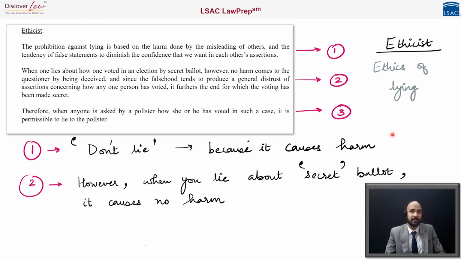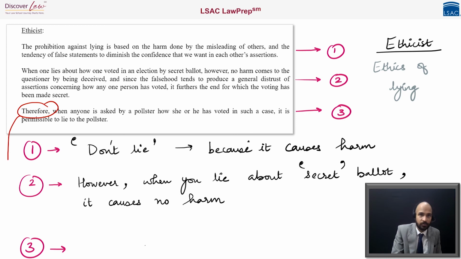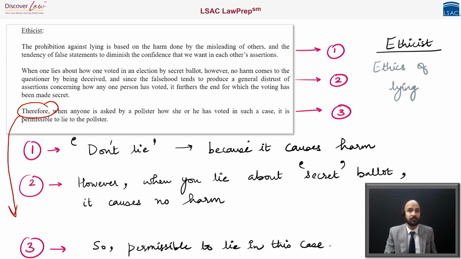Okay, let's go ahead and look at the third line. You can see the word therefore, and you know that this is leading to the conclusion. Like I said, some words indicate that you have a conclusion, and it says therefore it is permissible to lie in this particular case.